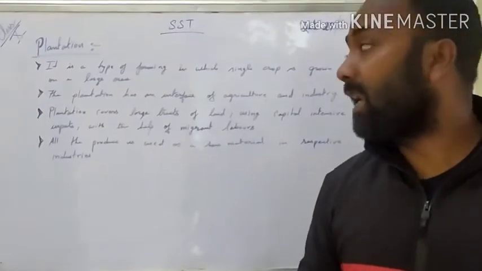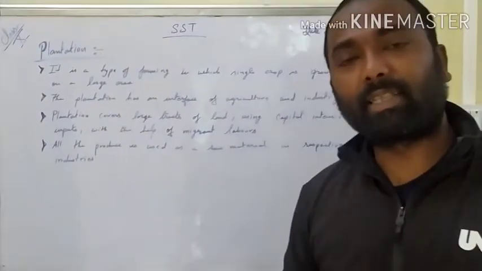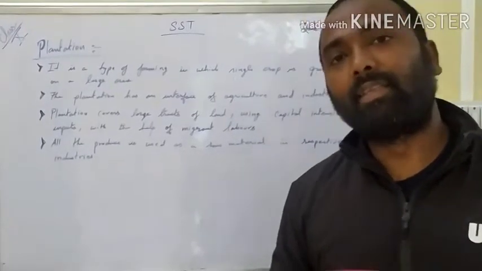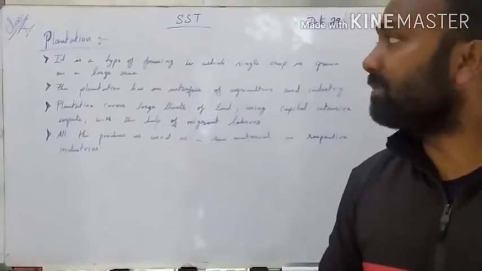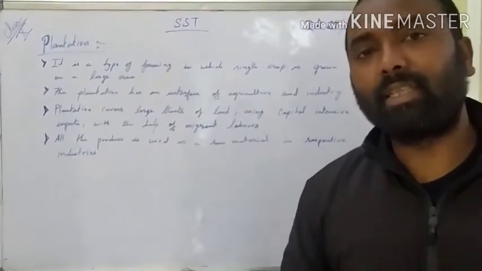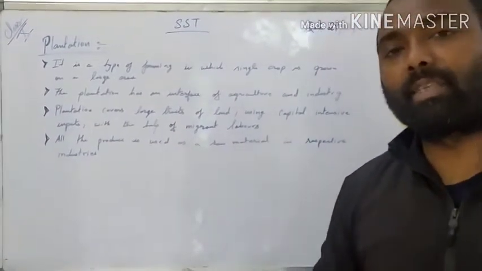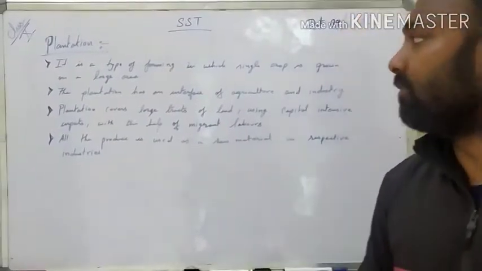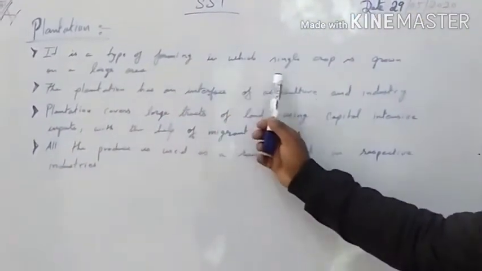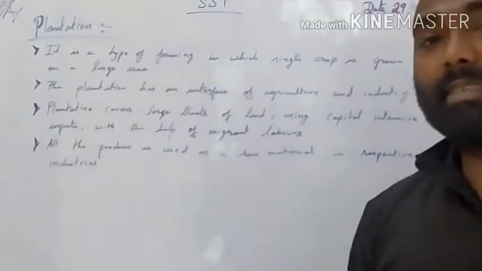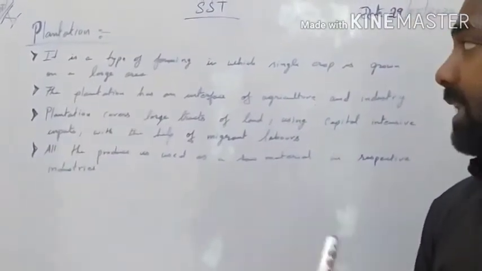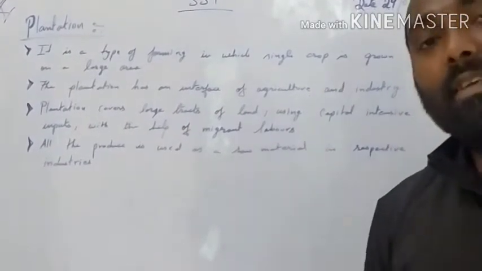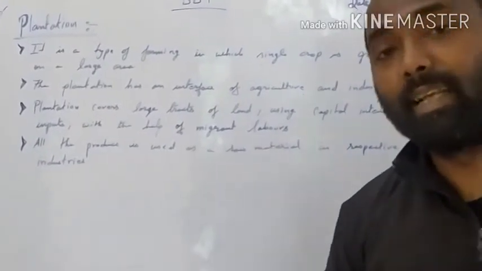Now let us understand plantation. Plantation is a kind of commercial farming where a lot of capital is used, along with machinery, equipment and so many other things. It is a type of farming in which a single crop is grown on a large area.